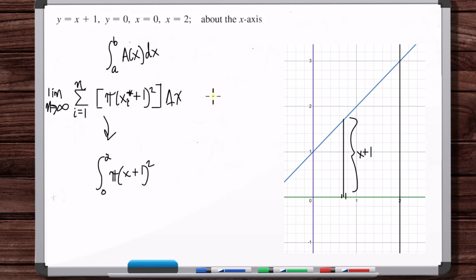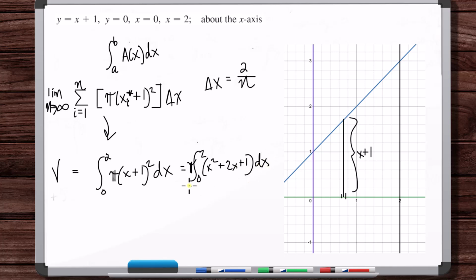And then delta x is (b minus a) over n, so 2 over n. As n goes to infinity, delta x becomes infinitesimally small, dx. That's the volume. Okay, so we've got from 0 to 2, we can bring the pi out front, (x squared plus 2x plus 1) dx.